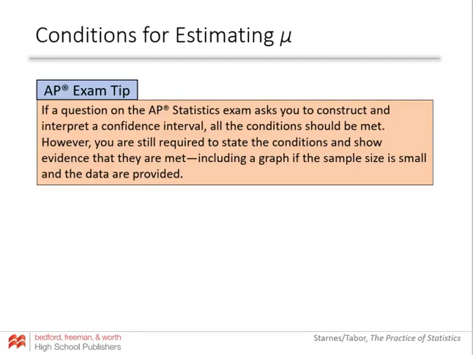Kind of just a little hint for you. If they're asking you in a free response situation to make a confidence interval, it's a safe bet that the conditions should be met. However, you still have to write out what those conditions are and show that they are met. So we can't just make that assumption in our work. You can make that assumption in your mind, knowing these conditions should be met, so let me make sure I write it out, but you have to write it out.